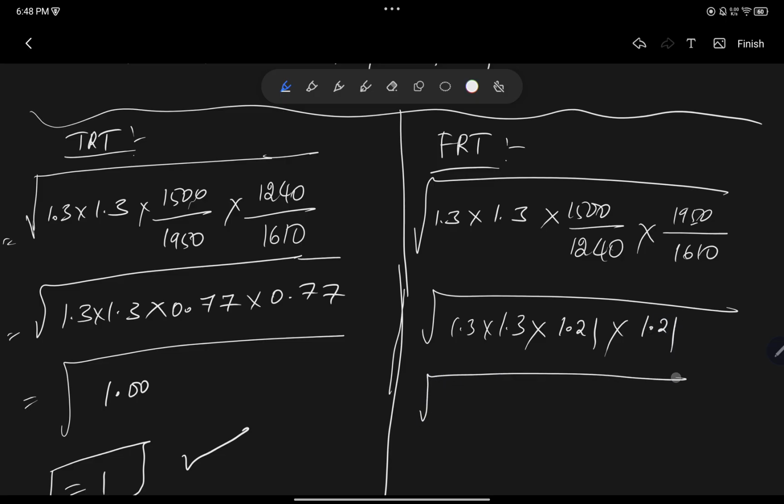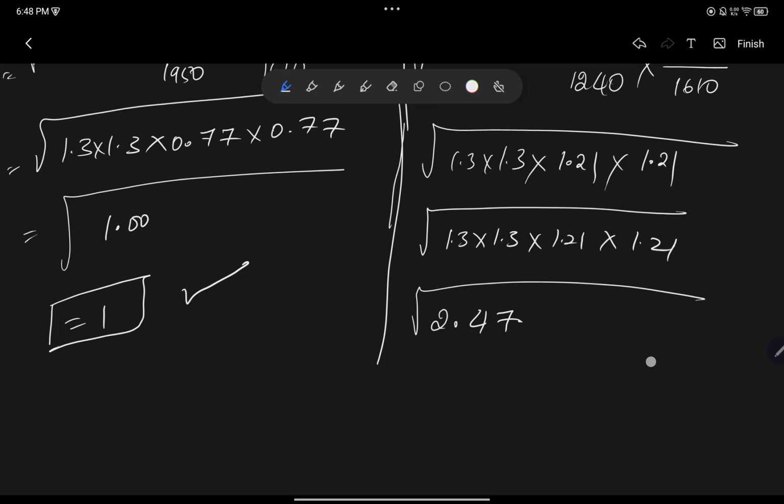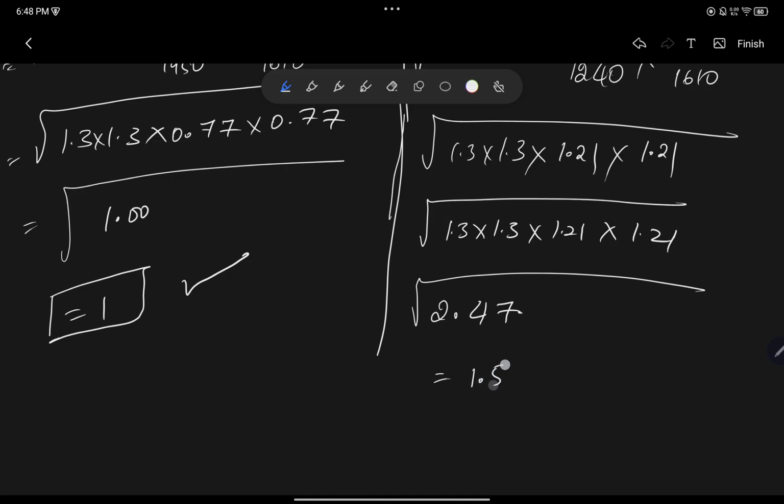So now if I take 1.3 into 1.3 into 1.21 into 1.21, that is square root of 2.47. Now if I take square root of 2.47, I'll get the answer as 1.57. Okay, so now I have got 1.57.